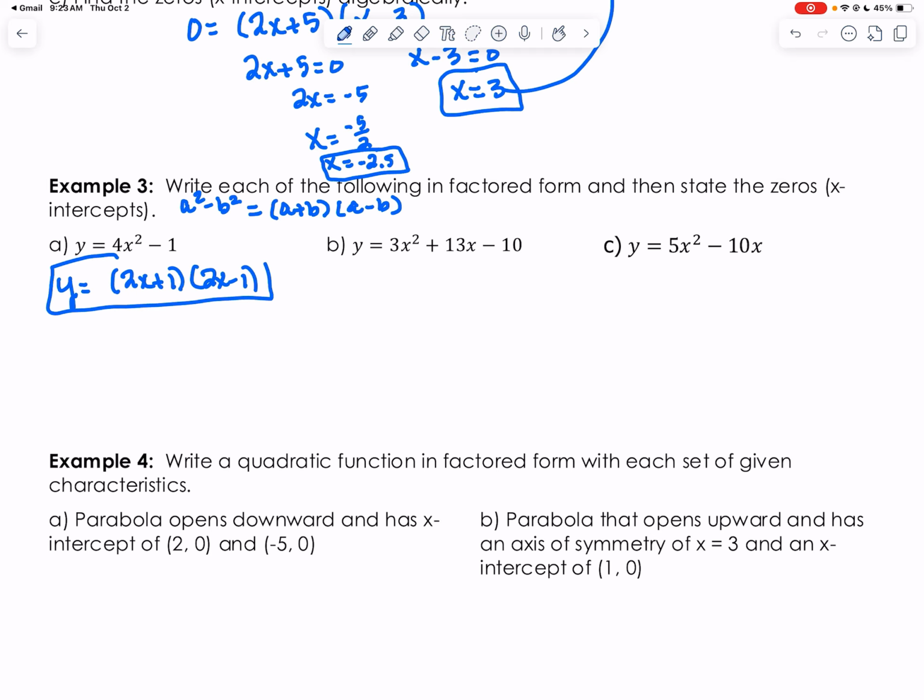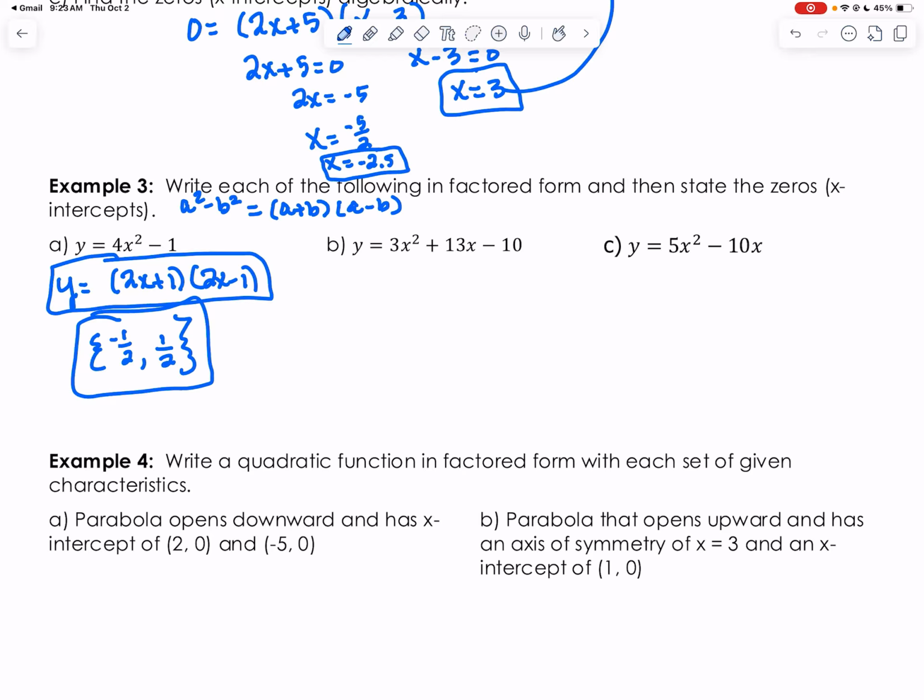They wanted us to write it in factored form, and we did. And the next thing they want you to do is use those factors to get the zeros or the x-intercepts. So our zeros would be -1/2 and +1/2. So there were two answers in this problem.